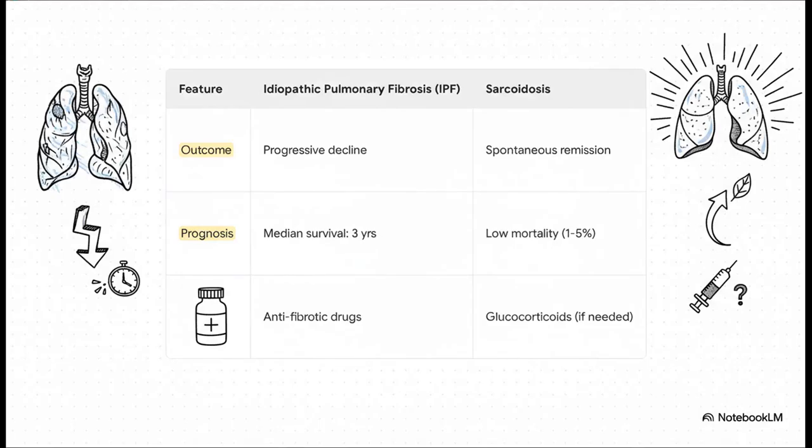And this table right here illustrates perfectly why that specific diagnosis is so critical. Let's compare two types of ILD. For the outcome, idiopathic pulmonary fibrosis, IPF, shows a progressive decline. But sarcoidosis, it can often go into spontaneous remission all on its own. Now look at the prognosis. The difference is just stark. IPF has a median survival of just 3 years, while sarcoidosis has a very low mortality rate. And finally, the treatments are completely different. IPF is managed with antifibrotic drugs to try and slow the scarring, while sarcoidosis is treated with steroids, and only if needed. We're talking about two fundamentally different diseases that require completely different strategies.